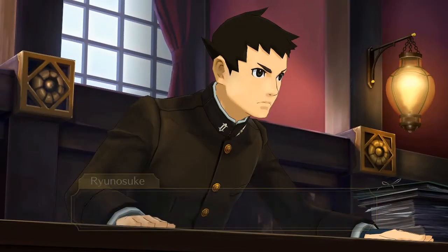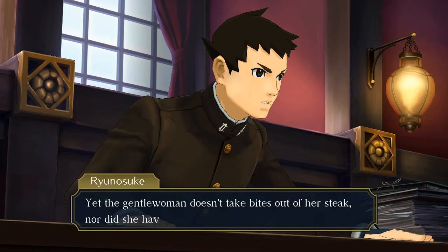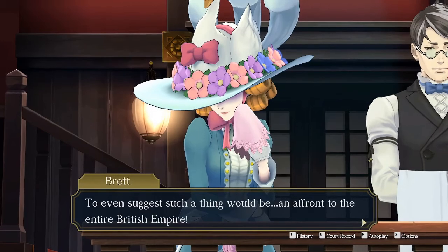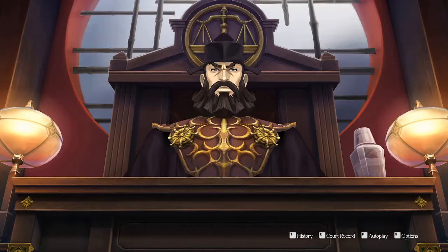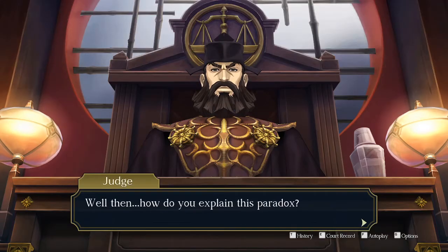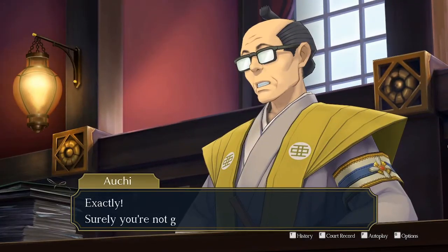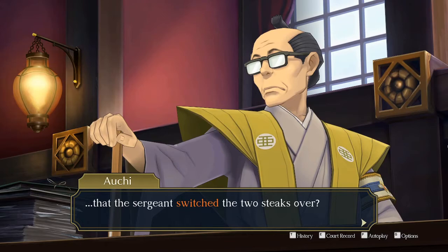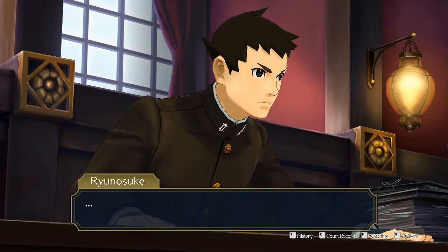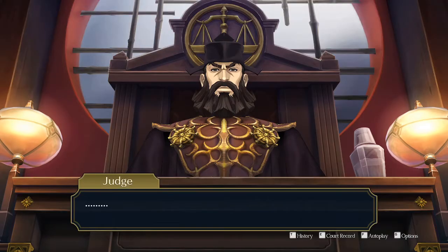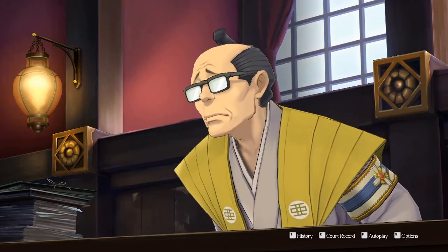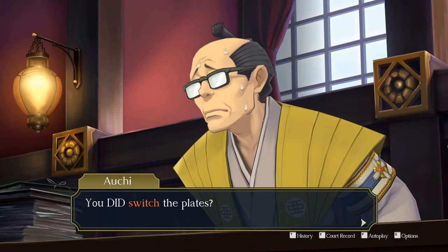Objection! Yet the gentlewoman doesn't take bites out of her steak, nor did she have any opportunity to steal the coin. Of course I didn't steal it. To even suggest such a thing would be an affront to the entire British Empire. Well then, how do you explain these paradoxes? Exactly. Sure you're not going to suggest that the sergeant switched the two steaks over? You did switch the plates.